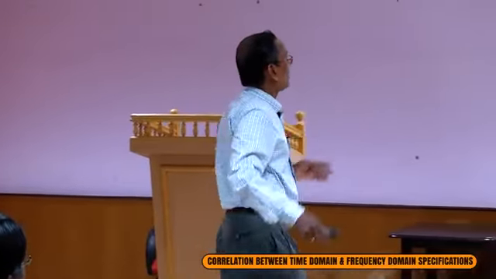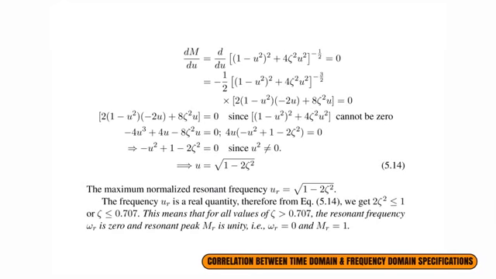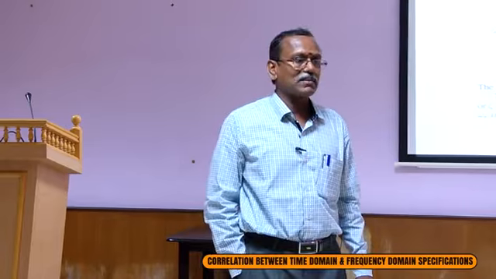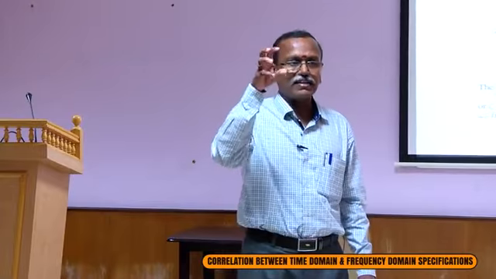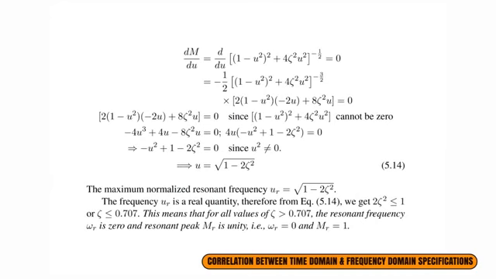So I can find the maximum value. Differentiate M with respect to u and equate to 0. Find the value of u. For that value of u, M will be maximum. In mathematics, we find the maximum value by differentiating the given function with respect to the variable and equating to 0. We find that variable, and for that value the function will be maximum. That way I found that when u equals square root of 1 minus 2 zeta square, M will be maximum.